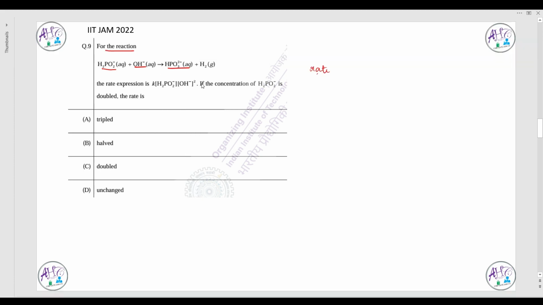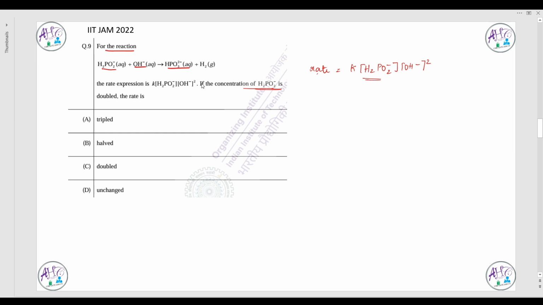Rate is equal to K concentration of H2PO2 minus and OH minus the whole square, they have given. Now what they have asked is, if the concentration of H2PO2 is doubled. So basically here, what they are doing is doubling this concentration.